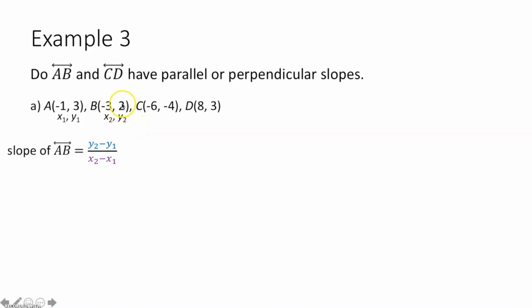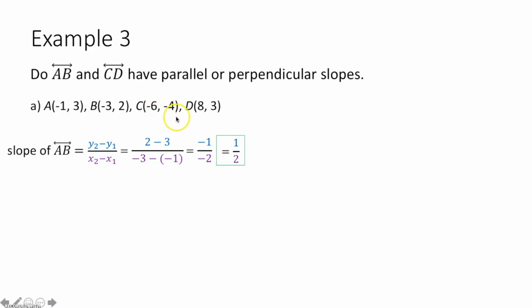So let's plug these in. Y sub 2 is going to be 2. We plug that in here. Y sub 1 is going to be 3. We plug that in here. X sub 2 is negative 3. We plug that in here. And x sub 1 is negative 1. We plug that in here. Now we simplify. What's 2 minus 3? That's negative 1. What's negative 3 minus negative 1? That's negative 3 plus 1, which is negative 2. Now what's negative 1 over negative 2? That's 1/2.